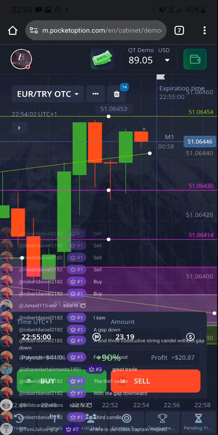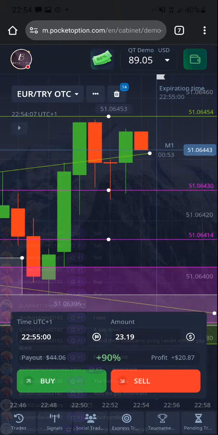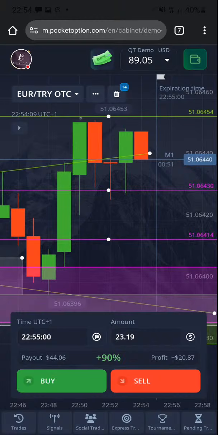Oh, I should have taken this trade. I should have taken this trade. We have a morning star pattern here, and I told you that we're in a seller's area. I'm expecting a red candle here, but no problem.